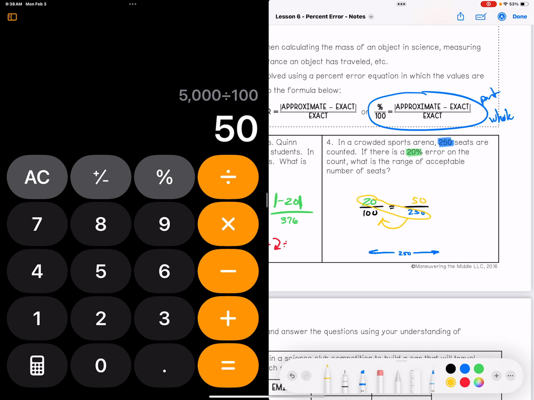So the acceptable range means we can go 50 this way and 50 this way, which makes the answer 200, because 250 minus 50 is 200. And then if we go this way, it's 300. So the answer is 200 to 300 seats. I'll make that bigger so you can see.